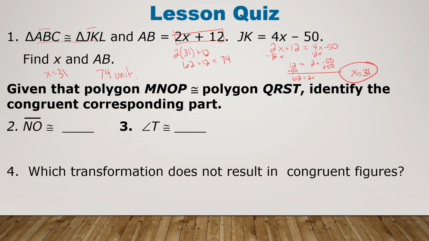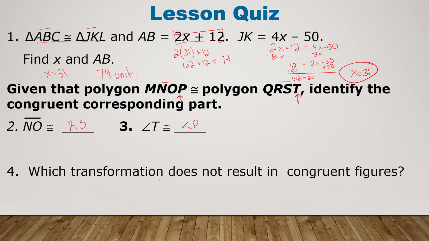Next question. Given that polygon MNOP is congruent to polygon QRST, identify the congruent corresponding parts. NO segment is congruent to RS segment. Angle T, last in the list, is congruent with angle P, last in the list. Please don't put P by itself. We're talking about angles, so we want to reference that with the angle symbol.